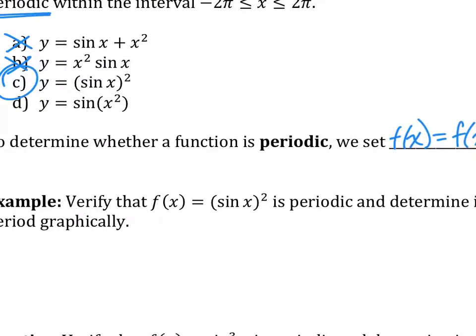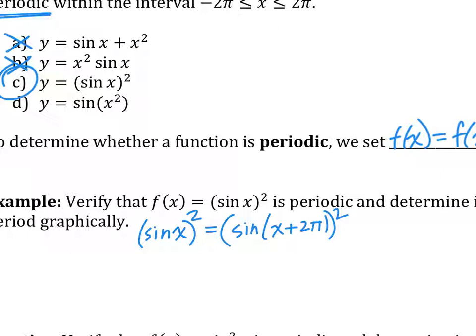All right, so let's look at one, for example. Verify that. We already know that C is periodic. Now we need to check algebraically, why is sine x squared periodic? To figure out that it's periodic algebraically, we're going to set f of x equal to f of x plus 2 pi. f of x is sine x squared. We're going to see if this is equal to sine of x plus 2 pi, and then square it. Basically, wherever there is an x, I'm going to add 2 pi to it and ask, does y come back to the same place if I just moved x down 2 pi?